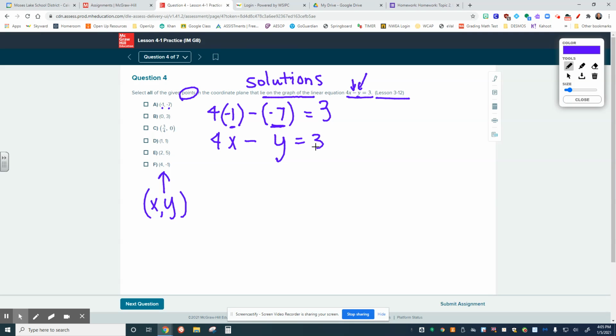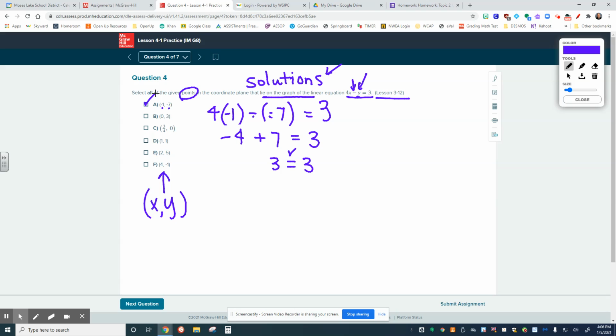And with this in mind, now I need to go through it and find out, is this a true statement or is this a false statement? If this is a true statement, then A, the ordered pair -1, -7, is a solution that makes this equation true, or is a good answer for x and y. So 4 times -1 is -4. The opposite of -7 is +7, is equal to 3. And I know that -4 plus 7 is 3, and 3 is equal to 3. This is true, meaning A is one of the correct answers.